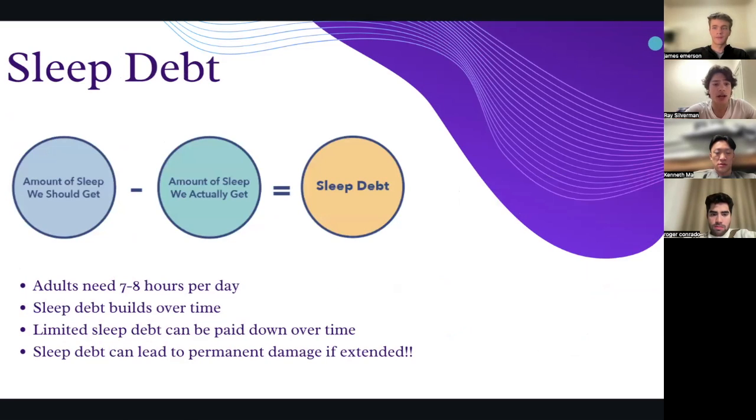Another super important concept is called sleep debt. It's a well-known fact now that adults need a minimum of 7 to 8 hours a day of sleep. But if you're not hitting that amount of sleep, you're going to accumulate something called sleep debt. Limited sleep debt is okay and can be paid down if you sleep a little bit more. However, if you have a large amount of sleep debt and you do not pay that down in a reasonable amount of time, permanent brain damage can occur. So it's very important to recognize how much sleep debt you have if you're not meeting your 7 to 8 hours minimum and pay that down as quickly as possible.